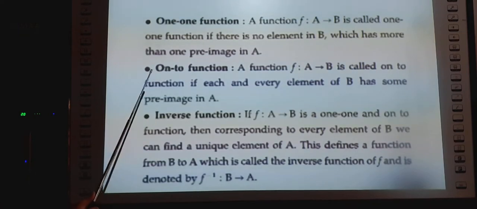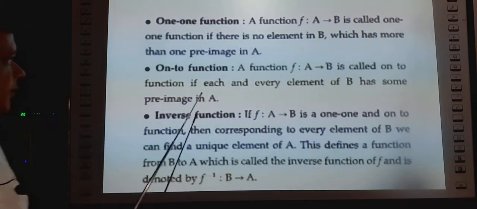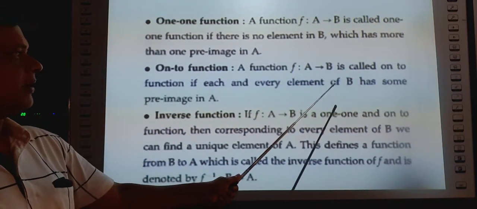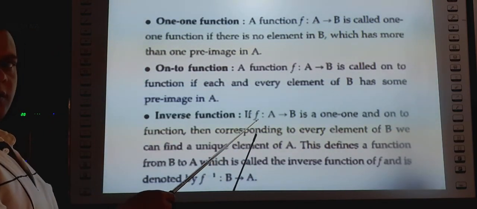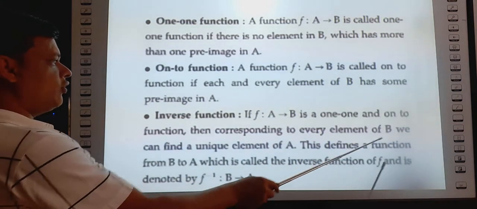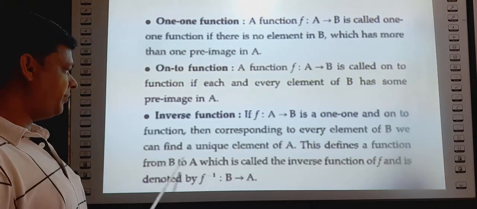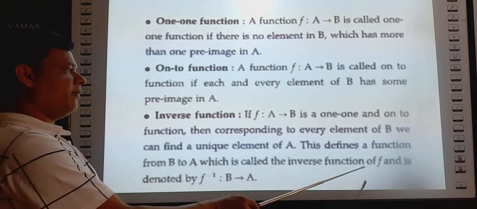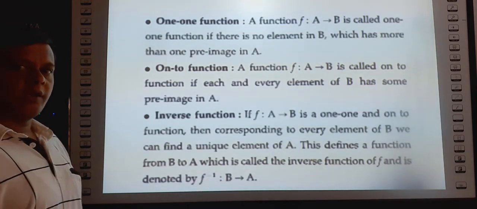So we see in detail with an example. Now the second definition, onto function. A function f from A to B is called an onto function if each and every element of B has some pre-image in A. So for an inverse function, these two types of function must be there. If f from A to B is one-one and onto, then corresponding to every element of B, we can find a unique element of A. This defines a function from B to A, which is called the inverse function of f, and is denoted by f inverse from B to A.